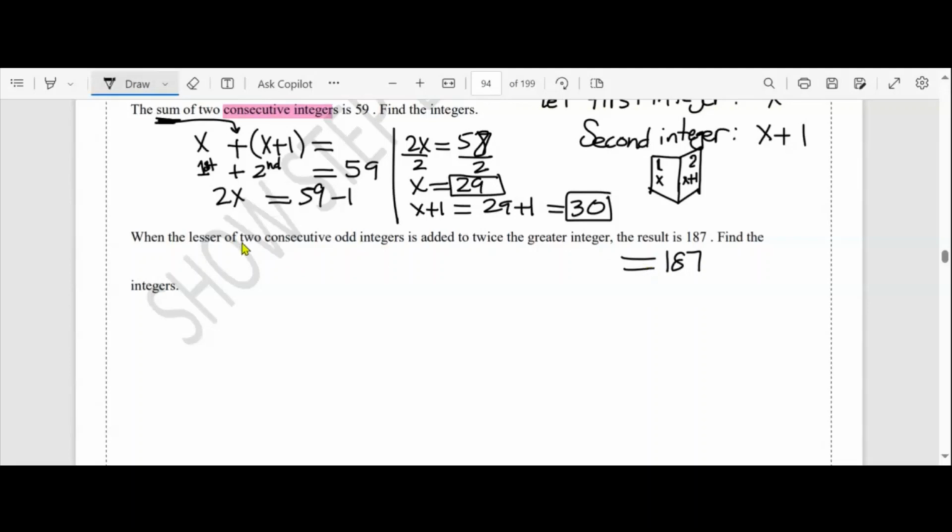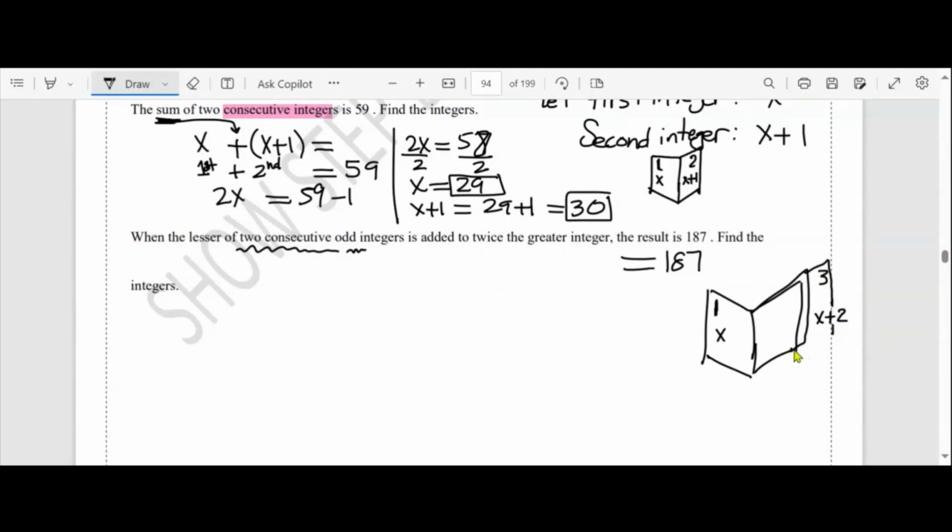Now I have two consecutive integers, and they are what? Odd. What does this mean? If you have a book here like this, right? And odd means like 1. What's the next page? 2. You have to go to the next page. What's the next page? 3. So if this is x, this will be what? X plus 1. X plus 2.